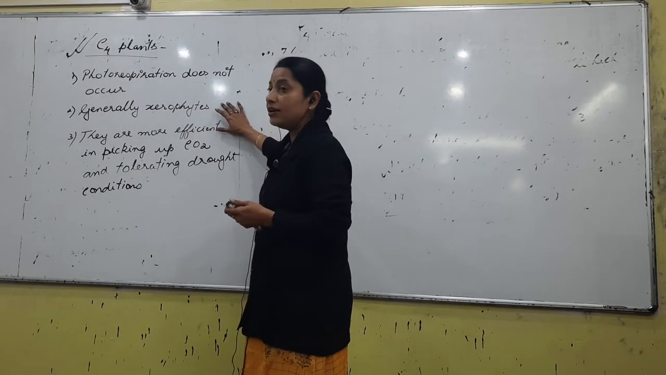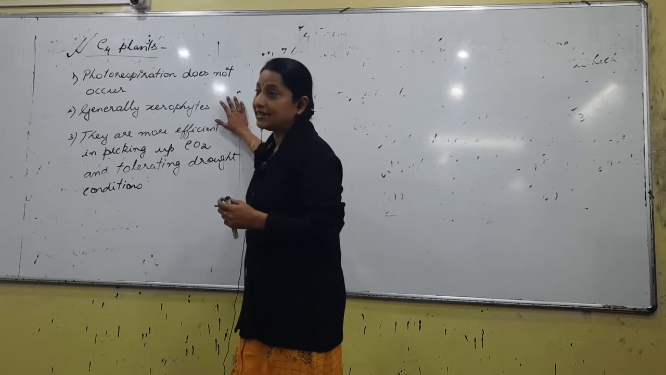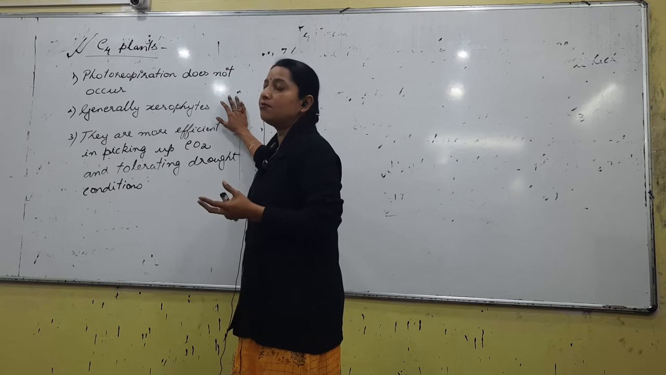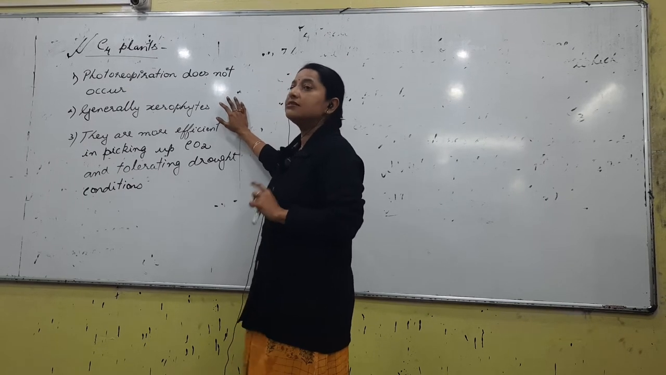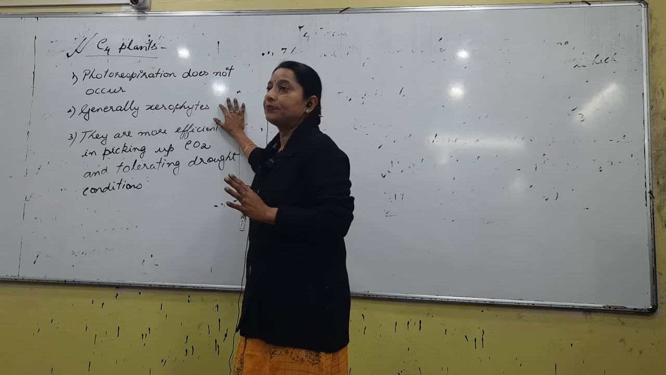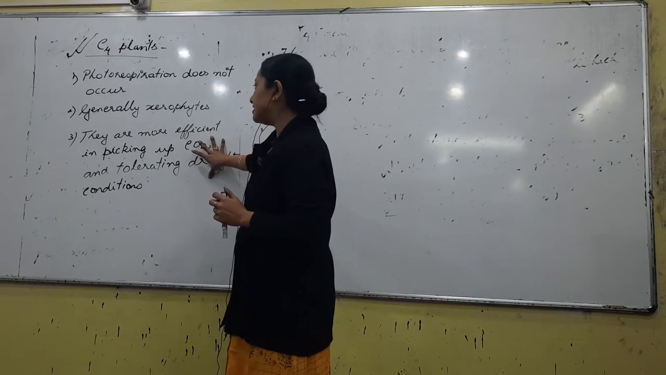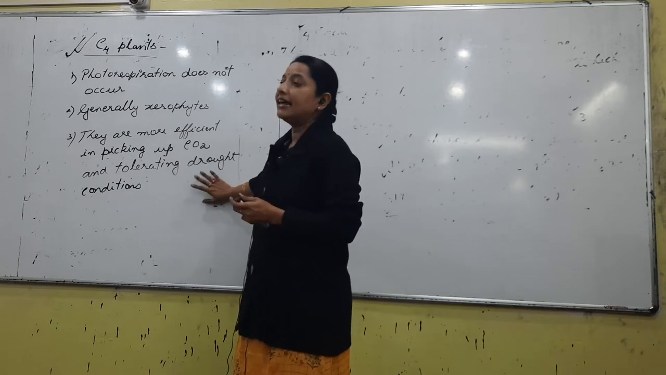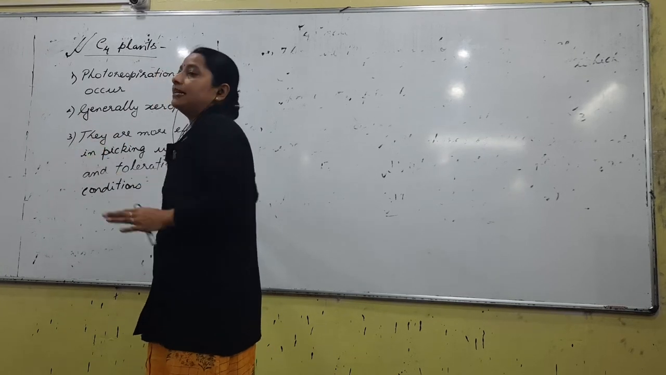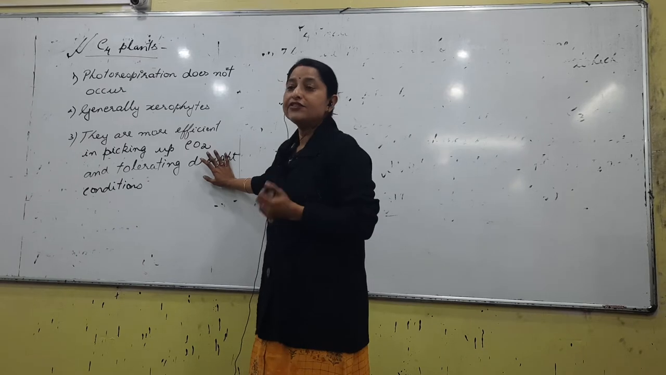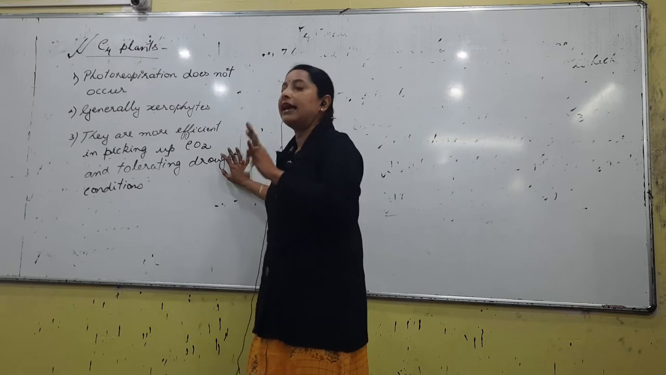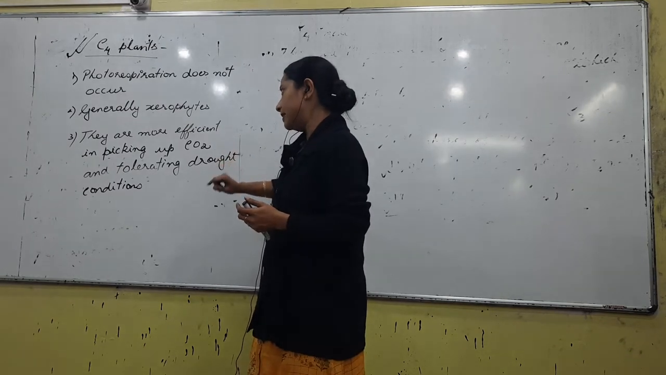Next is the third point. They are said to be more efficient as far as the three types of plants are concerned: C3, C4 and CAM plants. Among these plants, which group is considered to be more efficient? It is always the C4. And efficiency in terms of what? Efficiency in terms of the production of food. So as far as food production efficiency is concerned, C4 plants are considered to be efficient, and that is the reason why scientists nowadays are trying to convert each and every plant into a C4 plant. Why? Because the plant will be efficient. Efficient means what? More food will be prepared. The more food the plant prepares, if it is an economically important plant, then obviously it will be helpful for us, right? So that is why C4 plants are more efficient.